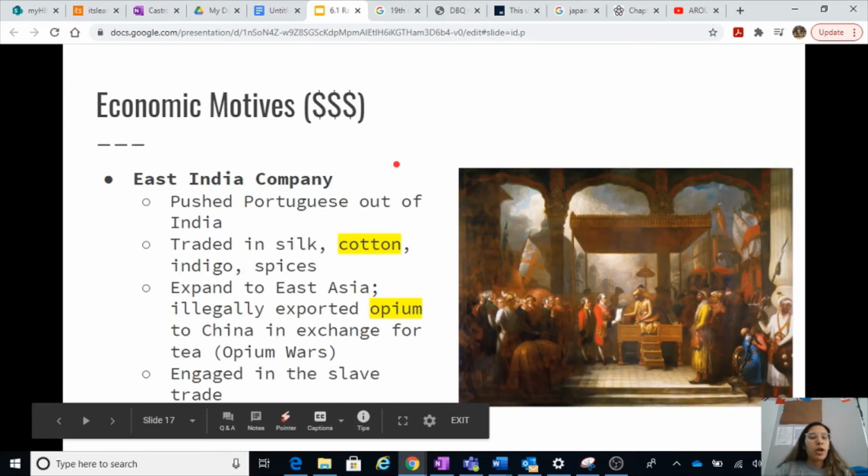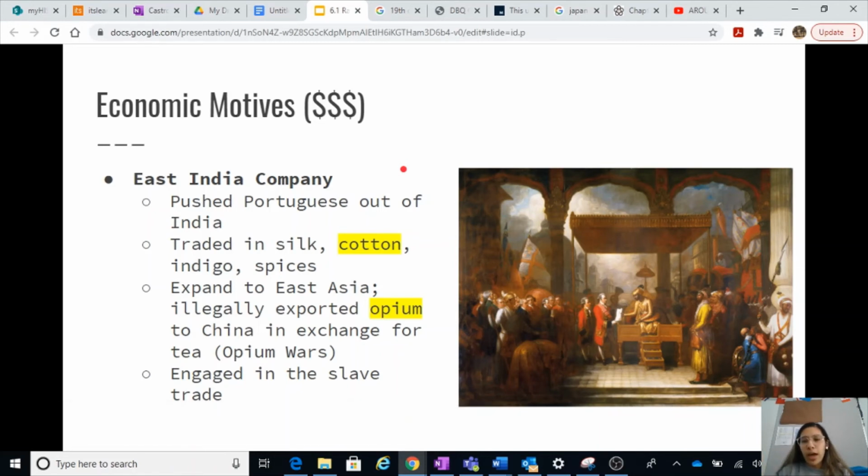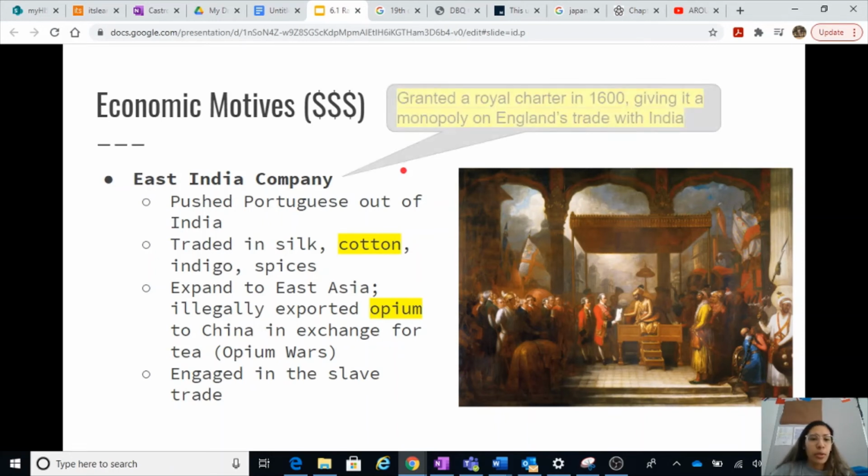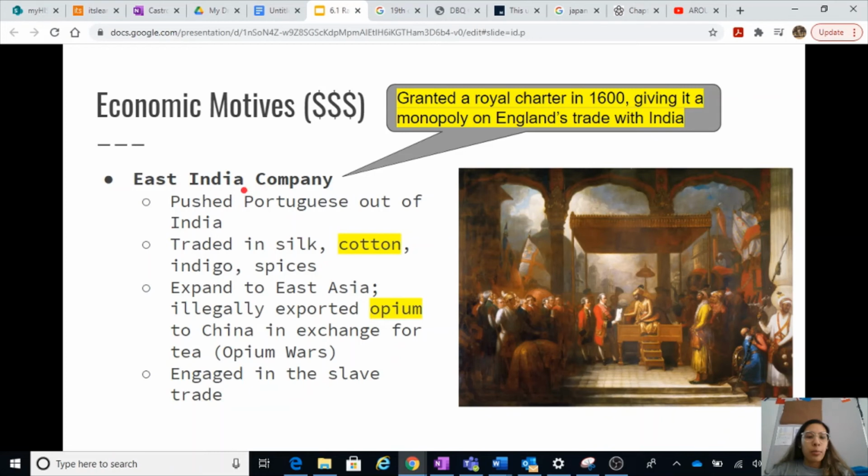So, going back to examples of how these imperial powers established control over different parts of the world, let's start with the British East India Company. We mentioned these before, so you should be familiar with the term. The British East India Company was granted a royal charter in 1600, giving it a monopoly on England's trade with India.